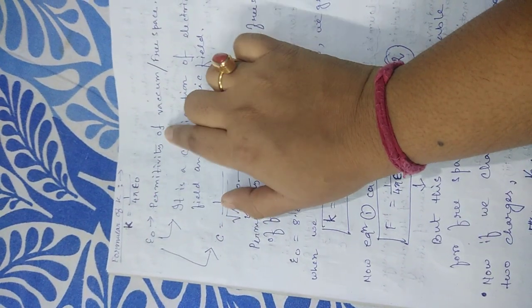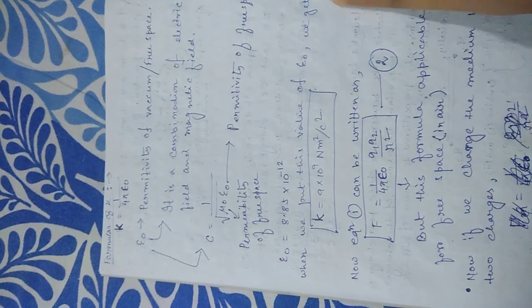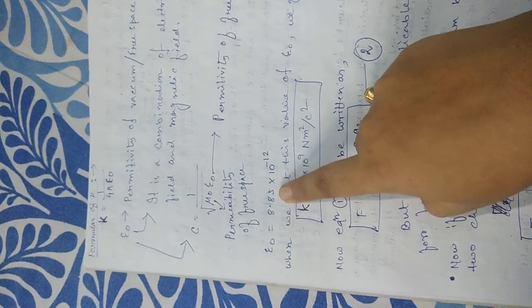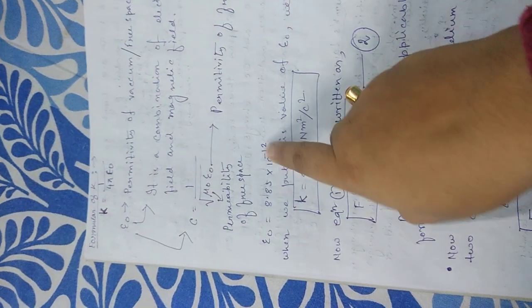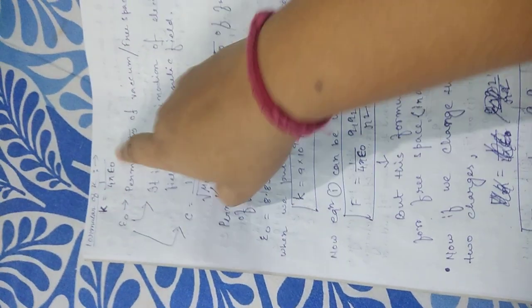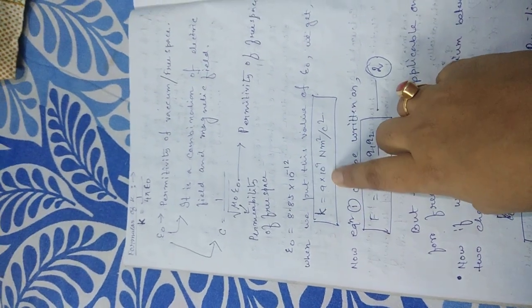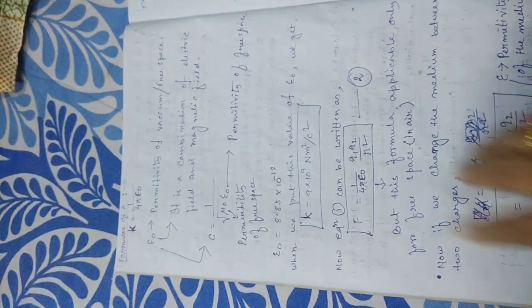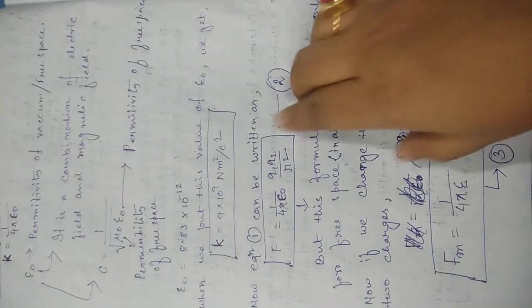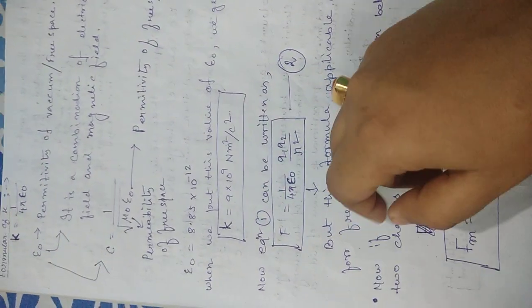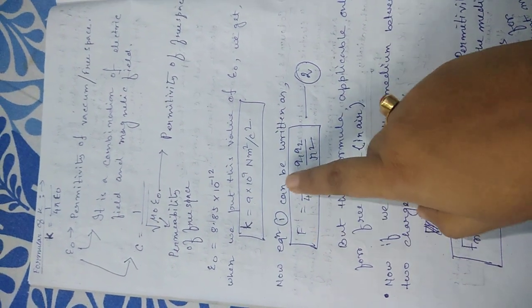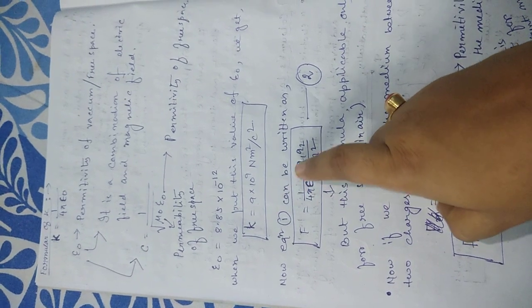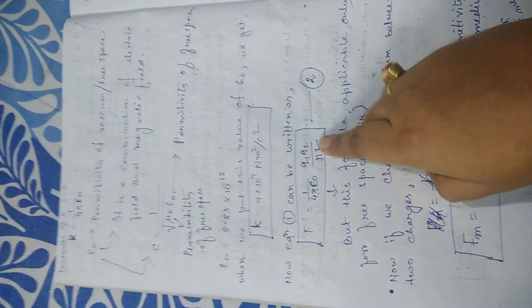Epsilon naught is the permittivity of vacuum or free space, and its value is 8.85 into 10 to the power minus 12. If we put this value here, 1 by 4 pi into this, then we get the value of k equals 9 into 10 to the power 9 Newton meter square per Coulomb square. So Coulomb's formula, equation 1, we can write as F equals, in place of k, 1 by 4 pi epsilon naught q1 q2 by r square.